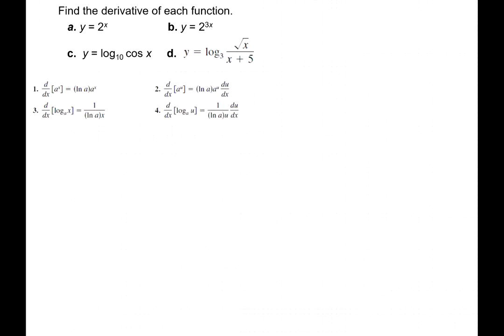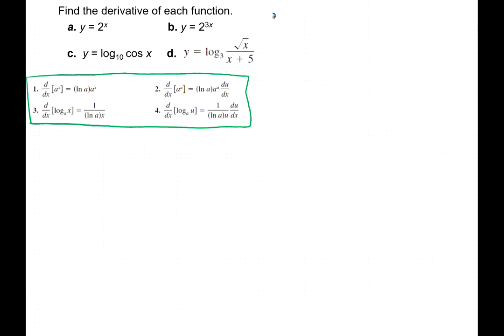Okay, we have a few derivative problems here, a couple of exponential functions and a couple of logarithmic functions. And conveniently, we have our appropriate derivative rules right here. Let's put a little green box around them. Okay, so let's start with A.